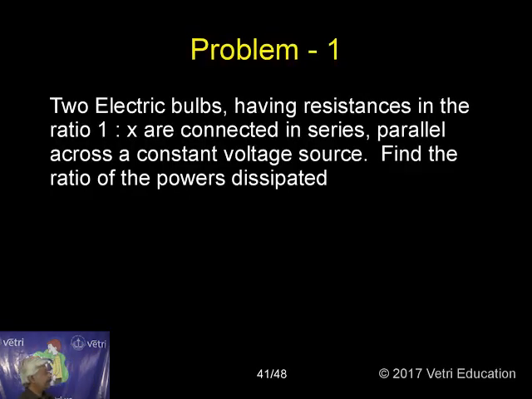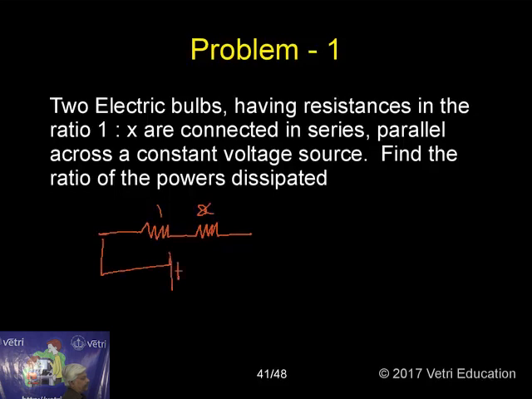The first problem: two electrical bulbs having resistances in the ratio 1:X are connected in series and parallel across a constant voltage source. Find the ratio of the powers. That is also something we have seen. These are two resistors, one is 1, another is X. It is connected to a source. What is the power ratio?